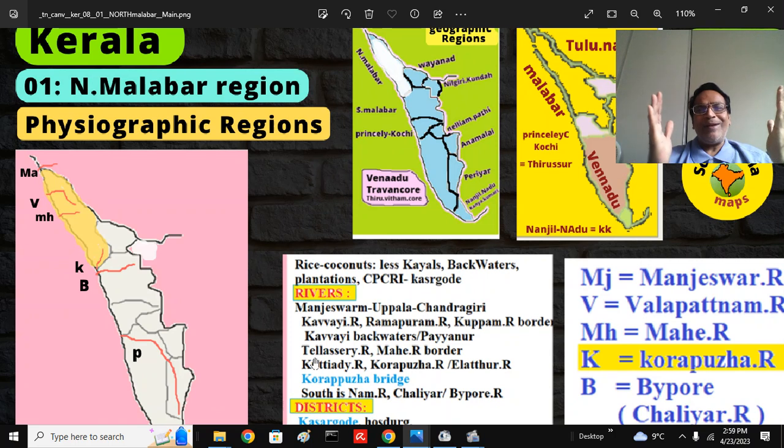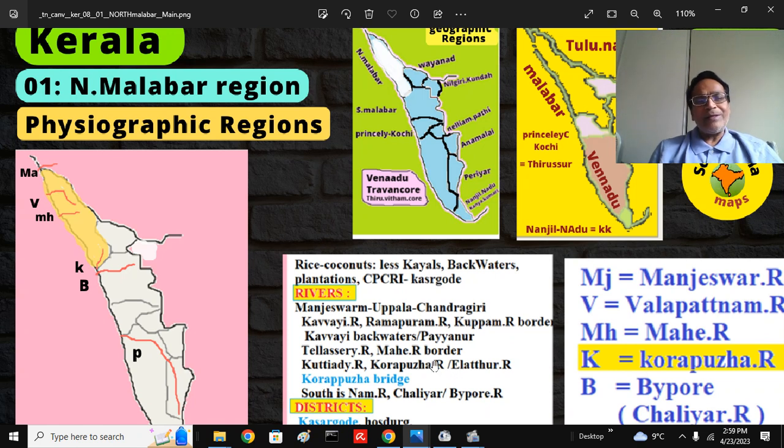That border is called the English Channel because this is the French, yeah, the French headquarters in that region. Tellicherry was the East India Company, the British headquarters. Then the Kuttiyadi river, Korapuzha river. Korapuzha river is also called Elathur river. There is a town called Elathur, we'll see it in the map.